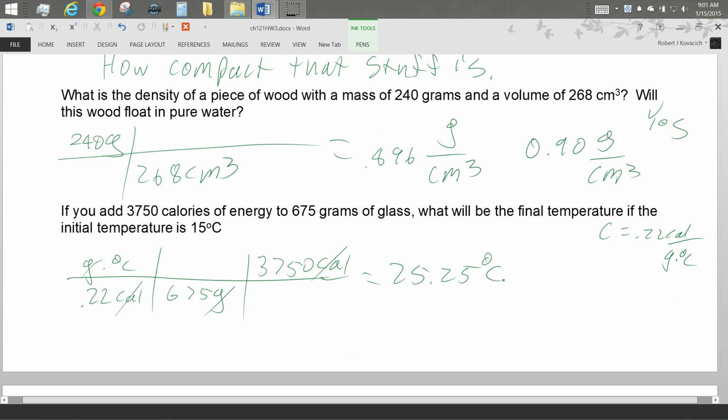What is the significance of that number? What is that 25.25? That's the temperature change of this chunk of glass that had this 3750 calories added to it. Great, so now I know how much it changed. I want to know its final temp. What did it start at? 15. So then all I need to do is add 15 to this, right? And so I'll get 40.25 degrees C. But I only have two significant figures, so then my answer will be 40. with a decimal place right there, degrees C. That fixes the two sig figs.